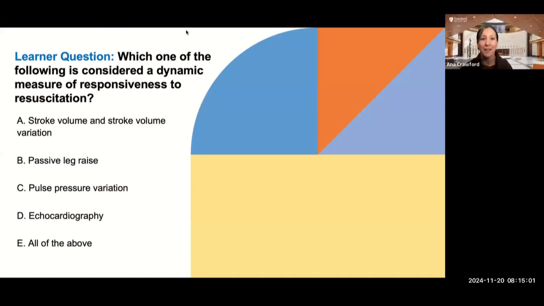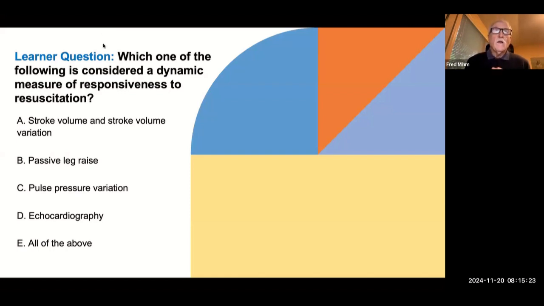I think we actually have a poll for the audience, and I see the polls going. The question is, which one of the following is considered a dynamic measure of responsiveness to resuscitation? I think this gets to the point of trying to do no harm with the fluid we give our patients. Identifying patients who will respond to the fluid you're giving them is important. So you have stroke volume and stroke volume variation, passive leg raise, pulse pressure variation, echocardiography, and a choice of choosing all of them as reasonable ways to assess responsiveness.